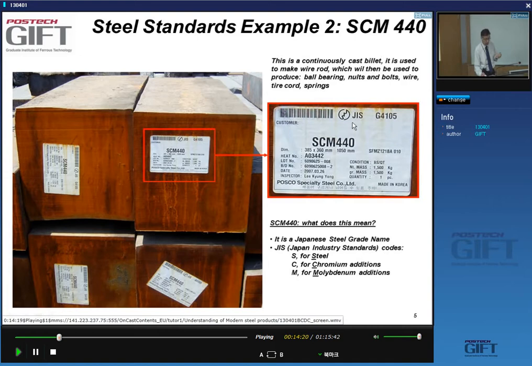Again, we're looking at this JIS, Japanese Industrial Standards. Now the industrial standard, the booklet that describes all the grades, is not G3131, but G4105, and the grade itself is SCM440. What does this mean? S for steel, C for chromium additions, and M for molybdenum additions. So it's very different from the SPHC grade we just discussed, which was a commercial grade with nothing really special in terms of additions. Here, the additions are essential to the steel, and so they're in this name.